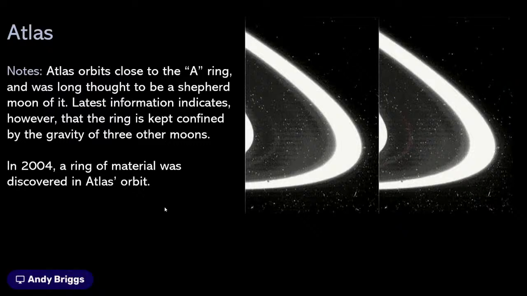But in that case, how did it get that? If it's not picking up material like a shepherd moon does, how does it actually get that ridge around its equator? Well, something that Cassini discovered in 2004 was this ring of material that is actually within the orbit of Atlas. This is the material that Atlas has swept up and has formed that ridge around its equator. That answers the question. So there you are, they're tonight's moons, the weirdest moons of Saturn.